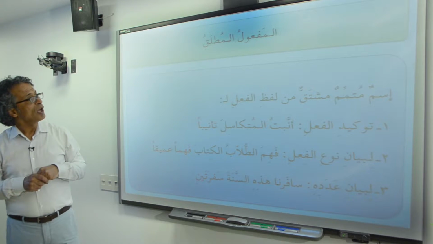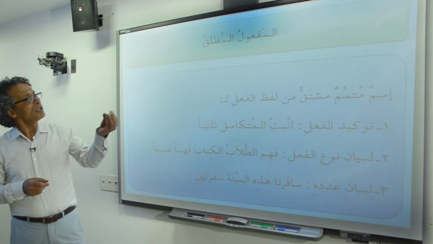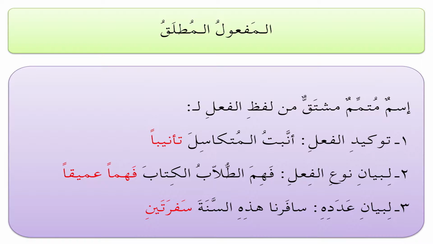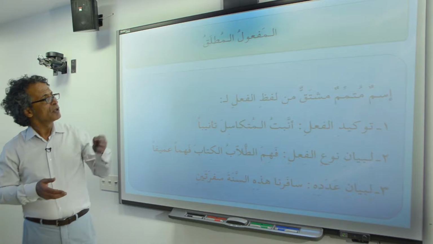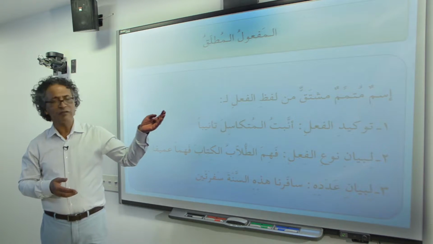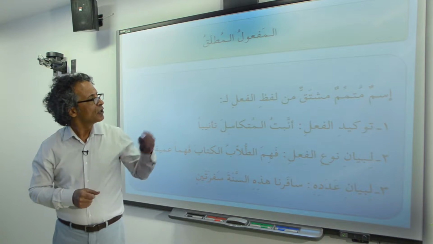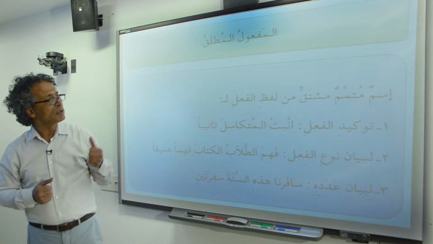الدرس 54، المفعول المطلق. المفعول المطلق هو اسم متمم مشتق من لفظ الفعل. معنى هذا: it's a complementing noun in the sentence. It's not really an essential part of the sentence, and it's generally derived from the main verb of the sentence. So what are the things or the functions that it does?